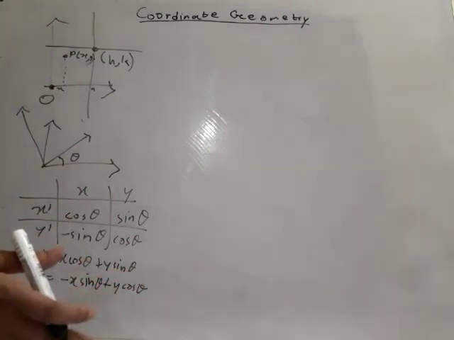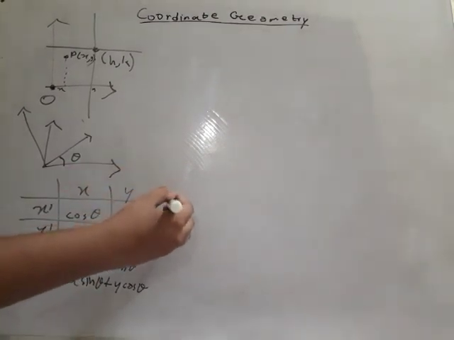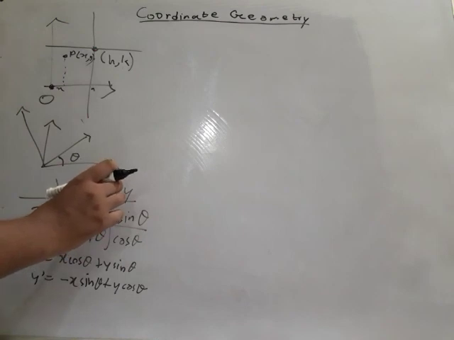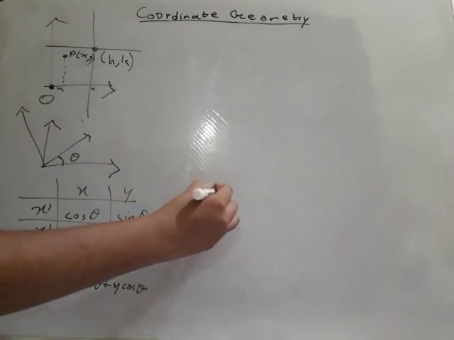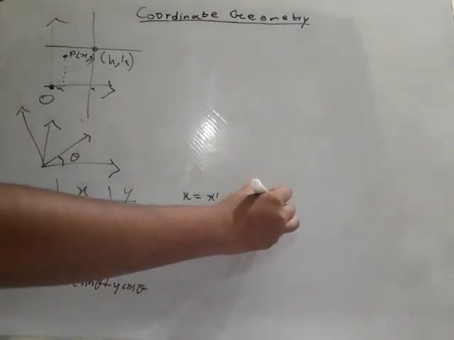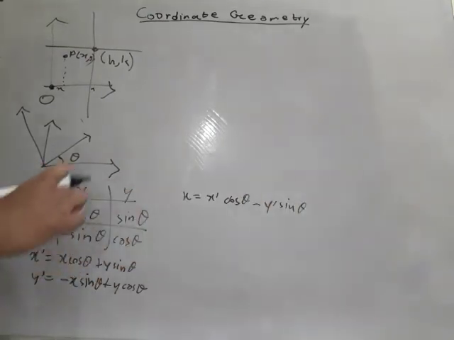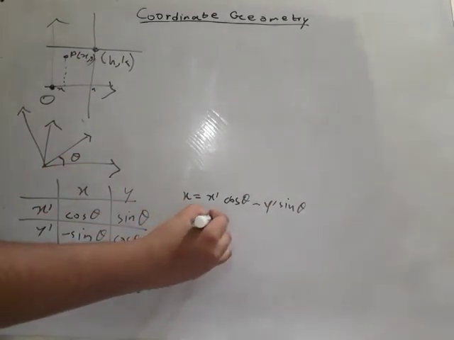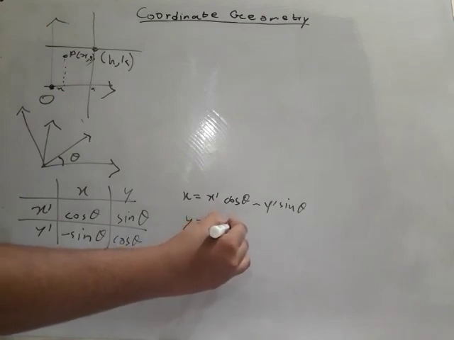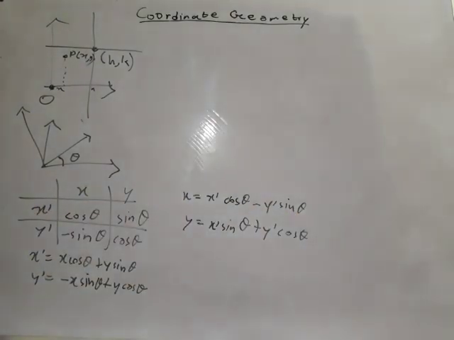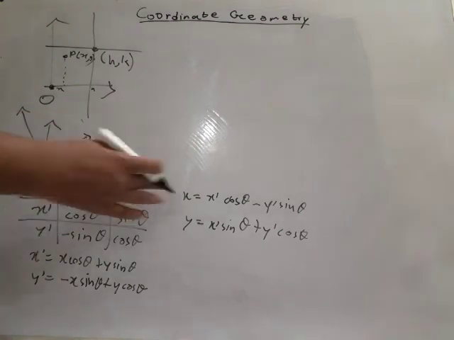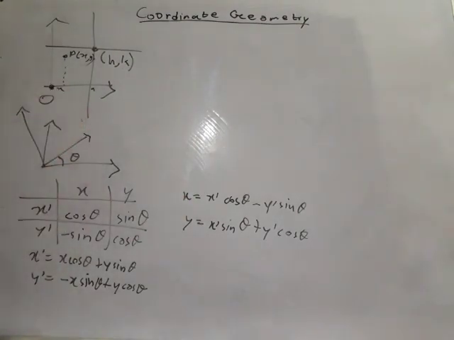But if you are told to convert an equation of a curve, what will you do? We will obviously substitute values of x and y. It comes x equals x dashed cos theta minus y dashed sine theta, and y equals x dashed sine theta plus y dashed cos theta, and we will put x and y in the curve equation and we will get the new equation. So this is rotation of axis.